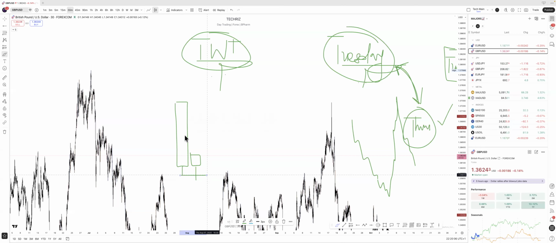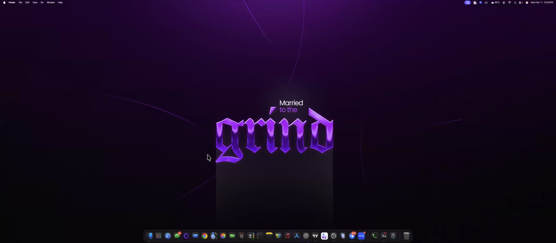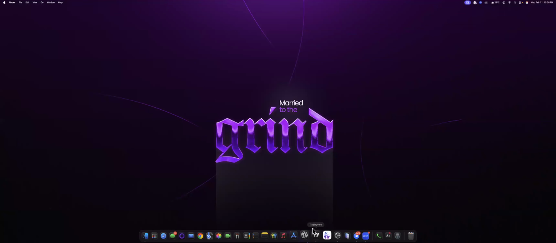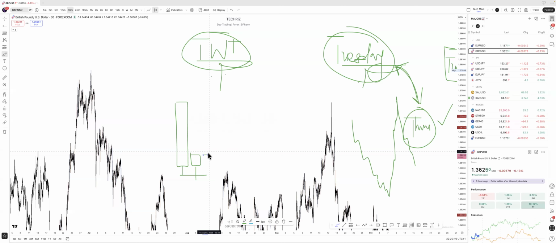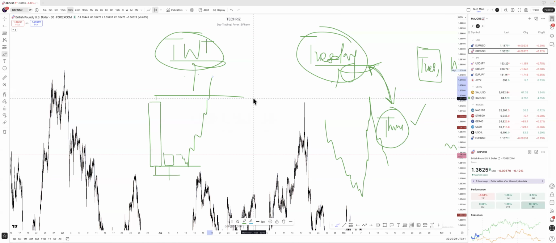Second week will form the manipulation. Then it is your job to trade the third week. It is your job to trade the third week, which is the distribution week, right?